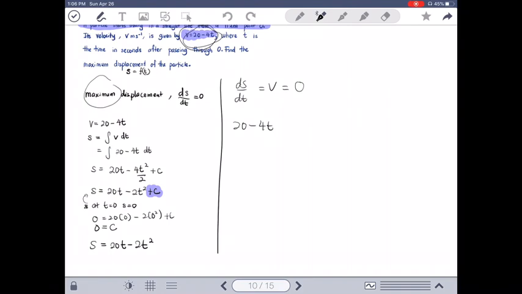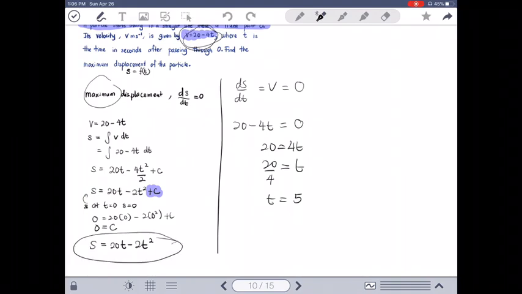20 minus 40 is equals to 0. So we have 40 equals to 20. T equals to 20 divided by 4. T equals to 5. It's very important for us to find these because eventually we need to insert the value of t into the displacement function.